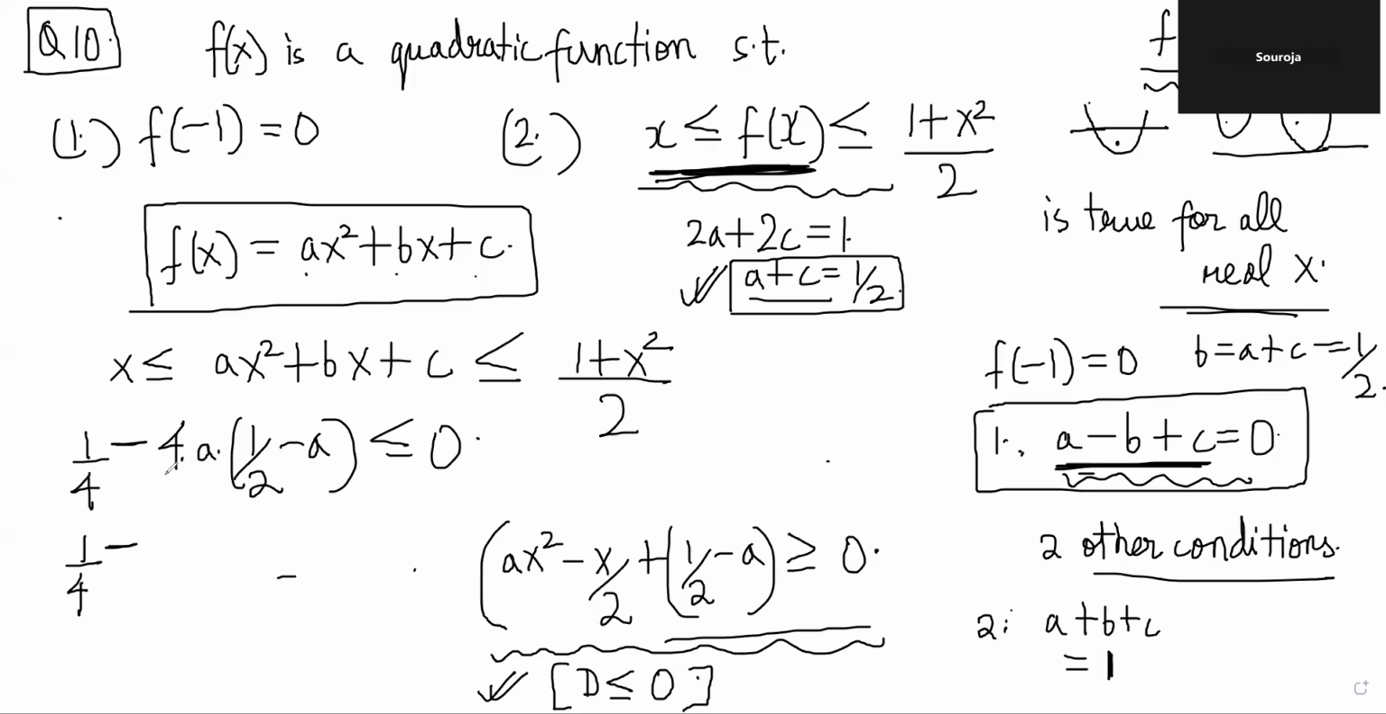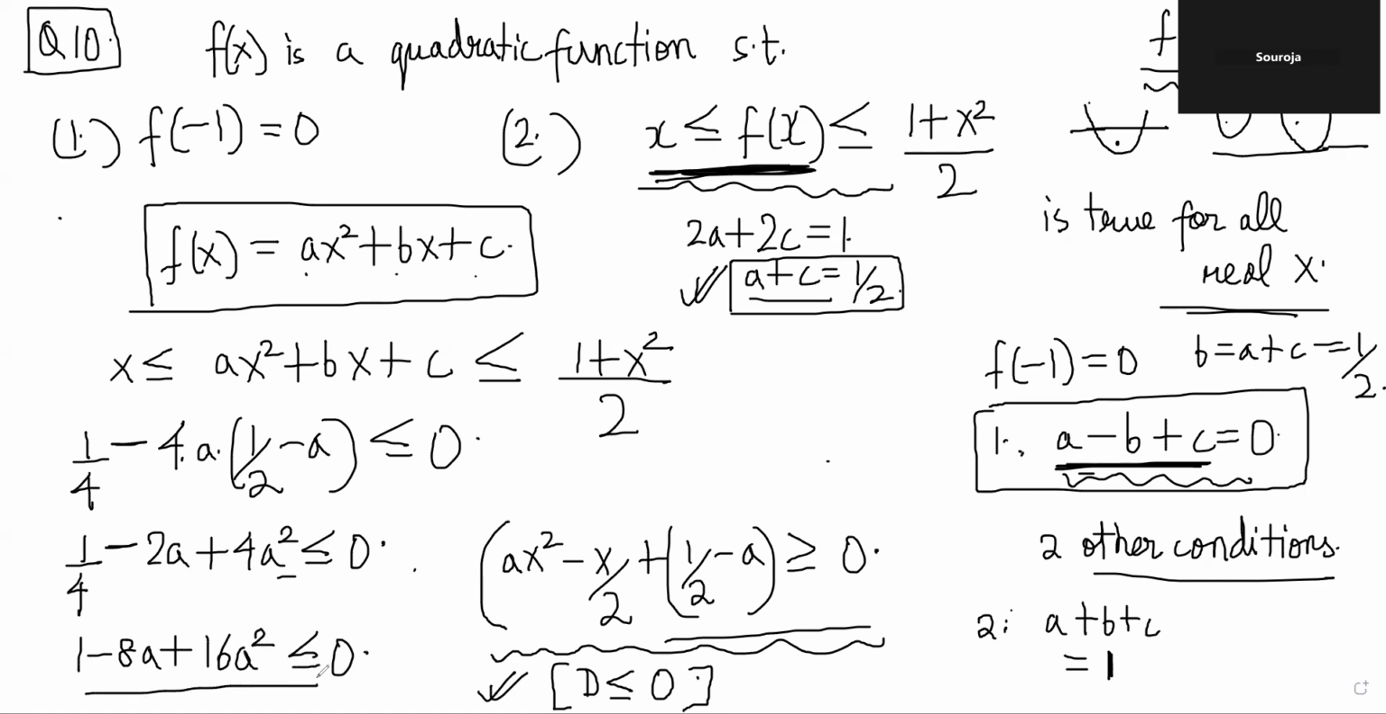So 1 by 4 minus 2A plus 4A square is less than equal to 0, right? So you can multiply by 4. So 1 minus 8A plus 16A square is less than equal to 0, correct? Yeah. 16A square minus 8A plus 1 is less than equal to 0. This is my inequality, but you can see that this is a perfect square. It is 4A minus 1 whole square.